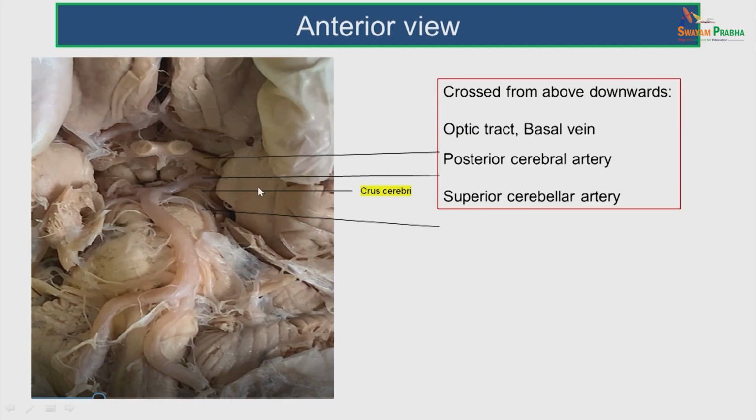Here you can appreciate the crus cerebri, which is crossed from above downwards by the optic tract, the basal vein, the posterior cerebral artery and the superior cerebellar artery. Between the posterior cerebral artery and the superior cerebellar artery, we can see the oculomotor nerve, and laterally the trochlear nerve coming out.